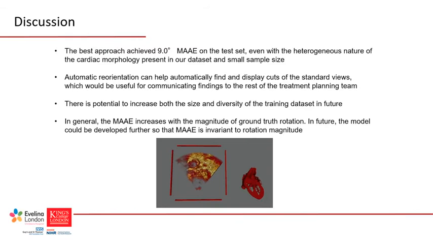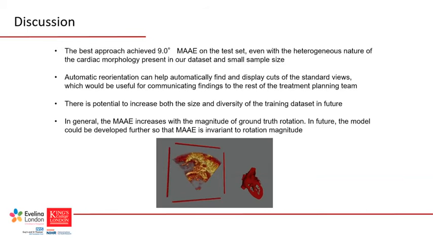An example echo image that has been automatically reoriented and aligned to the anatomical model can be seen here in this slide. The model is sufficient for the majority of images in our dataset for our use case, bearing in mind there is a high variability between patients in our dataset and we have a small sample size. Automatic reorientation can also be used to display common views, which may be useful when communicating findings to other clinicians.